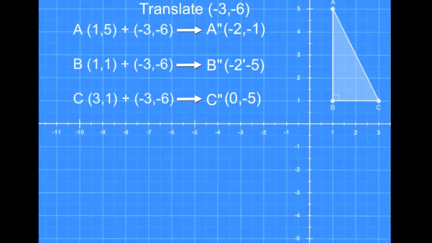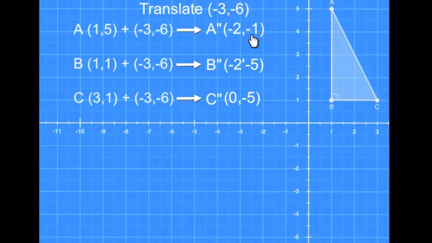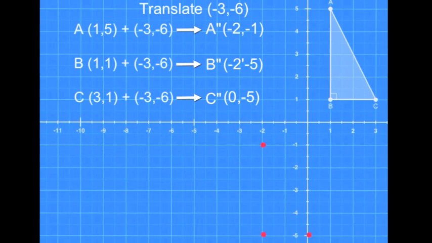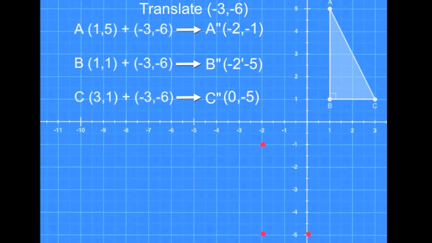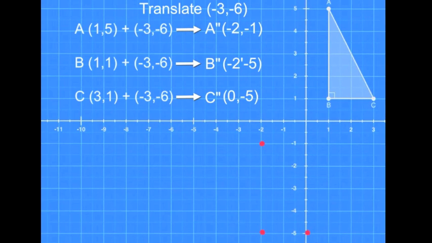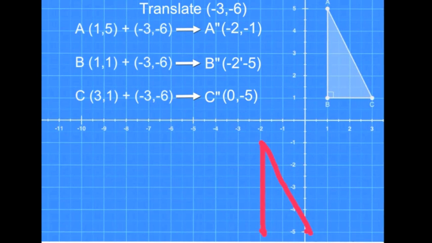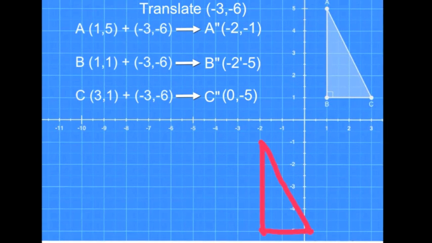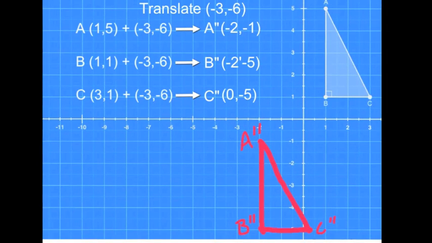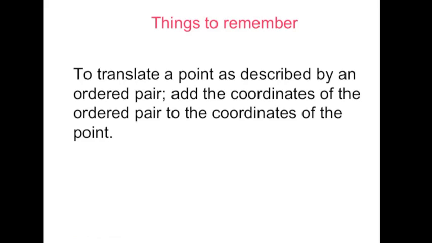Here I've added my coordinates, so I've added my x with my x to get negative 2, my y with my y to get negative 1, and I've done this with all 3 coordinates. And here I've plotted those points. There's negative 2, negative 1, negative 2, negative 5, and 0, negative 5. So the last step, of course, would be just connect the points. And here is my translated shape with the corresponding vertices labeled, as you can see, A double prime, B double prime, and C double prime.